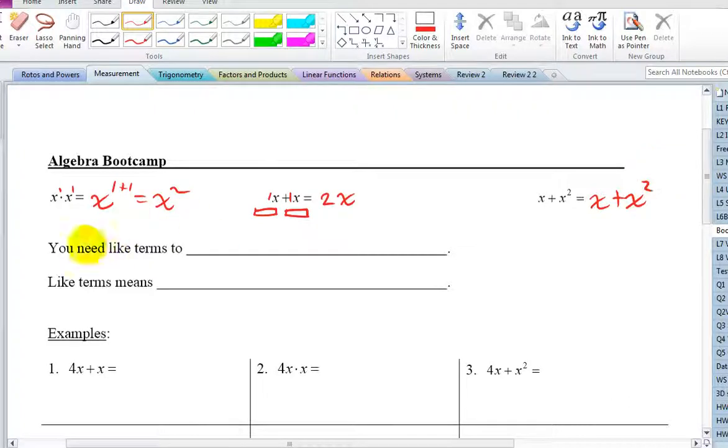So the idea is you need like terms to add or subtract. This was an example of like terms. This is an example of unlike terms. So like terms mean the same letter or same letters, and exponents.